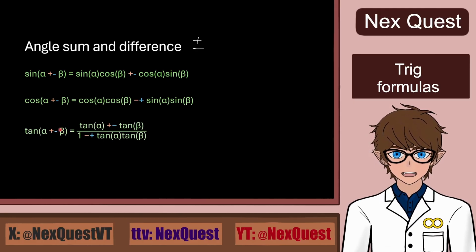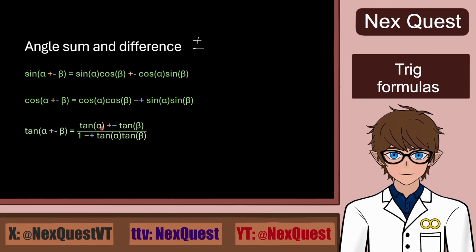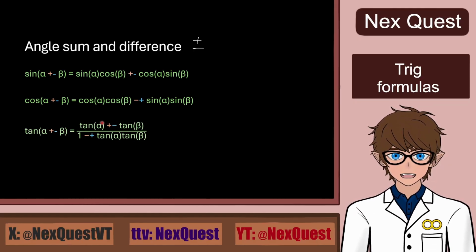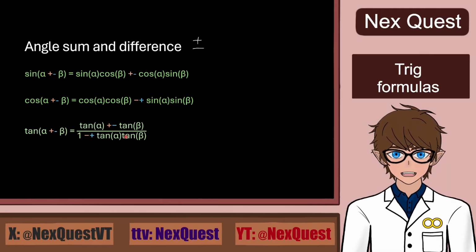Here's the formula for tangent. Here we have 3 of such symbols. 2 are plus minuses and 1 is a minus plus. So if we have alpha plus beta, we have tangent alpha plus tangent beta divided by 1 minus tangent alpha tangent beta. And the other way around.